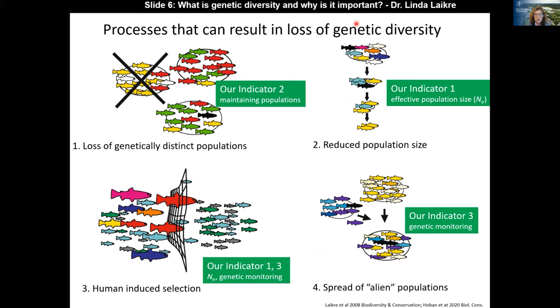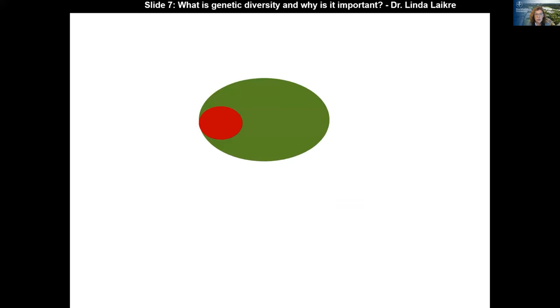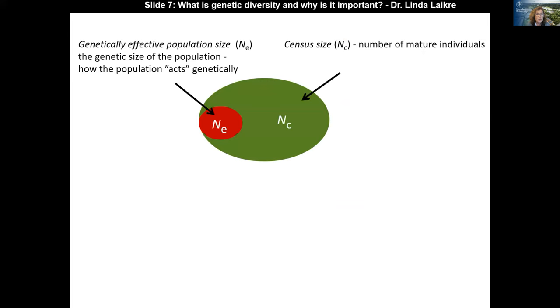Looking at this situation now within populations, we can envision this shape looking like an olive, and considering the green area of this olive as the number of mature individuals, whereas the red area is how the population behaves genetically. So NC is the number of mature individuals, and NE is how the population acts, the genetically effective population size.